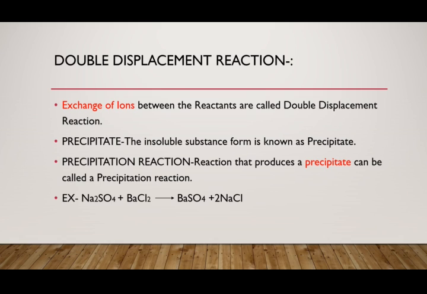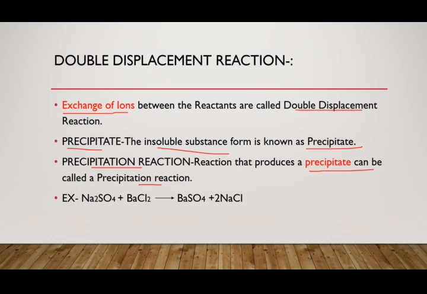Double displacement reaction is nothing but exchange of ions, okay? Exchange of ions between the reactants is known as double displacement reaction. Here a precipitate is formed. Now what is a precipitate, or what is a precipitation reaction? First, the insoluble substance which is formed is known as a precipitate, right? And the reaction that produces this insoluble substance can be called a precipitation reaction.